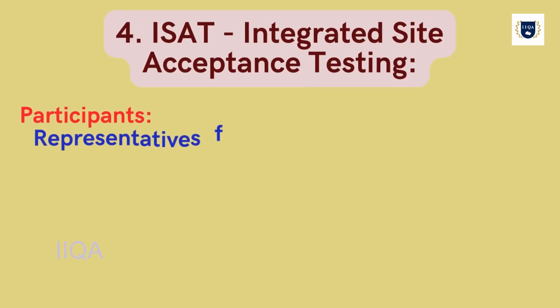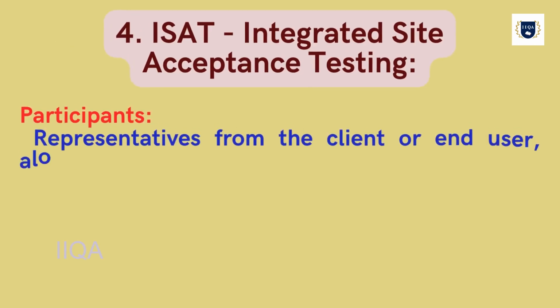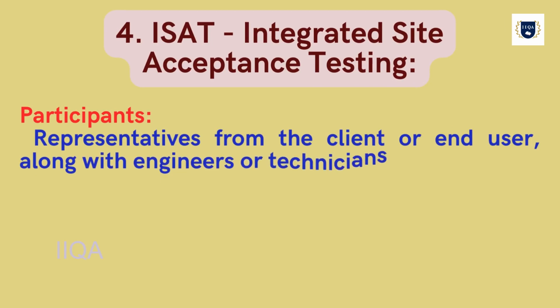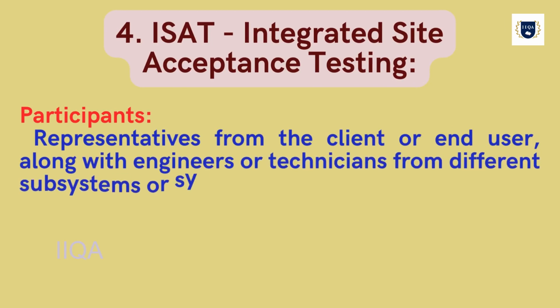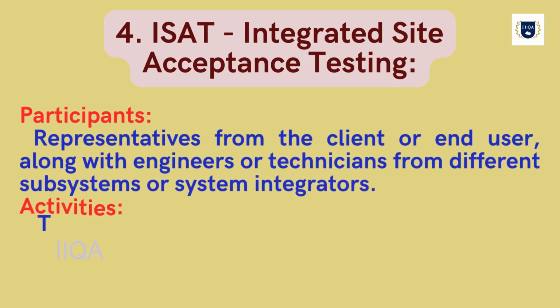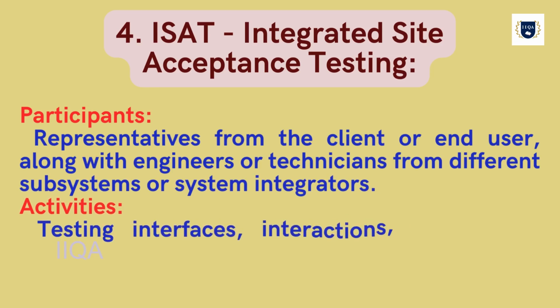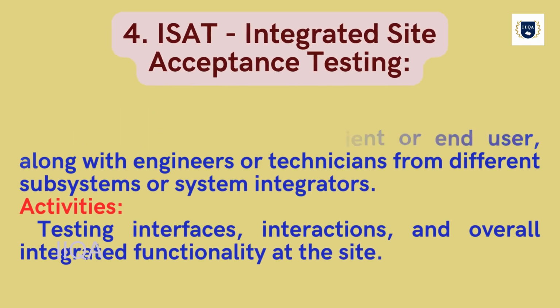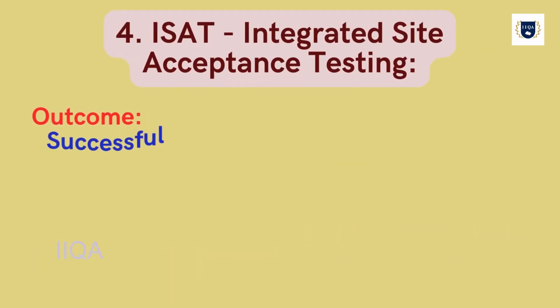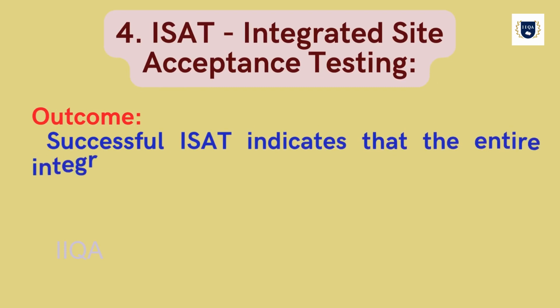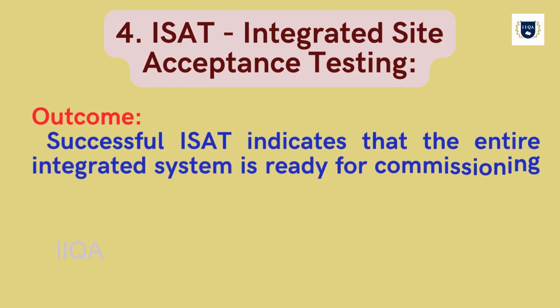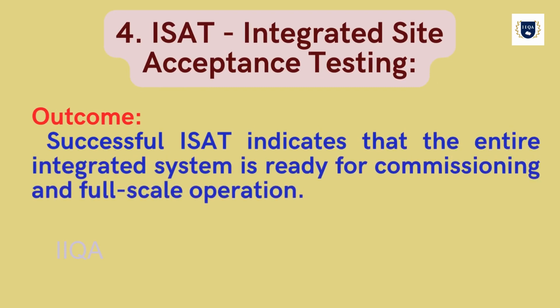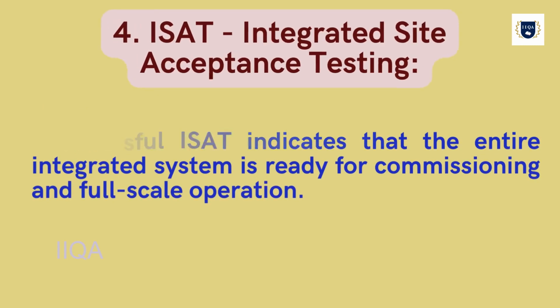Participants. Representatives from the client or end user, along with engineers or technicians from different subsystems or system integrators. Activities. Testing interfaces, interactions, and overall integrated functionality at the site. Outcome. Successful ISAT indicates that the entire integrated system is ready for commissioning and full-scale operation.